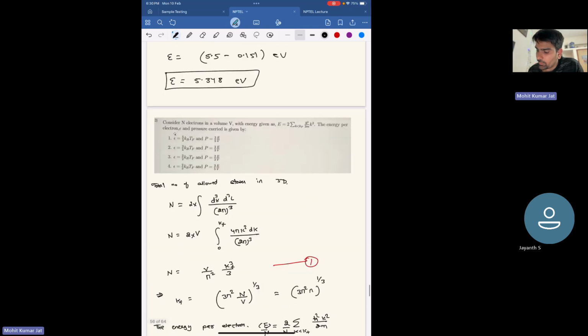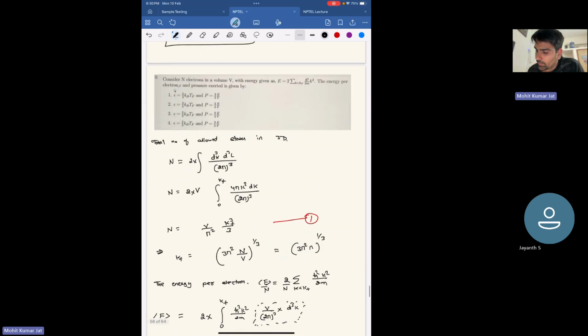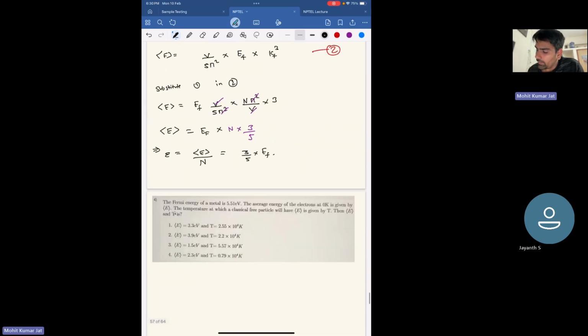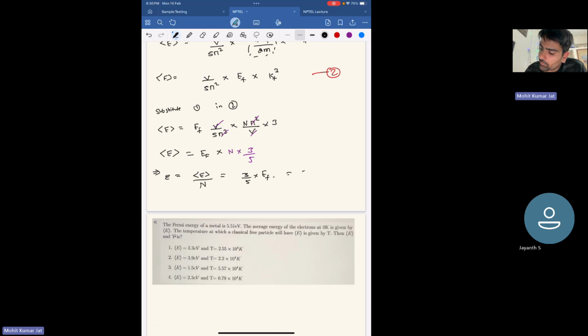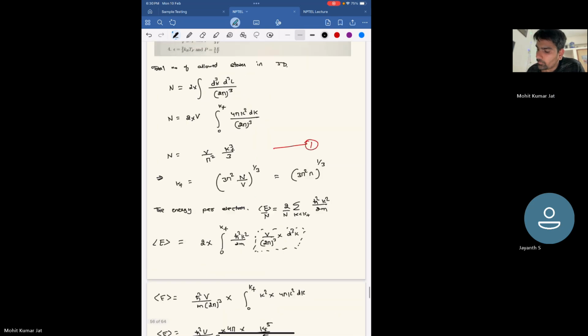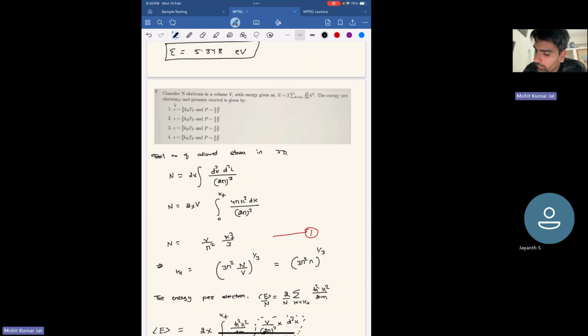Let's see, is there any option 3 by 5 times EF? Okay, right? And since the question is asking in kB times TF, I can write EF as kB times TF. So 3 by 5 kB times TF. So at least this answer, option B, is correct.